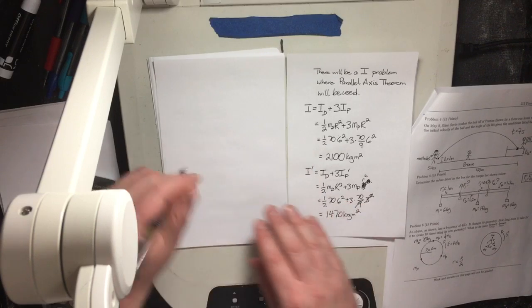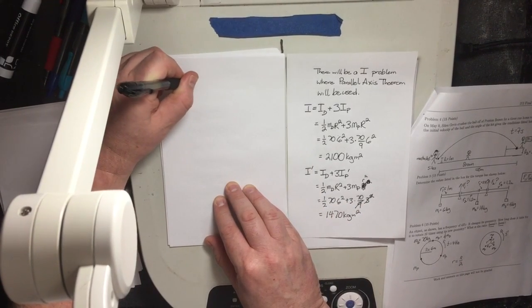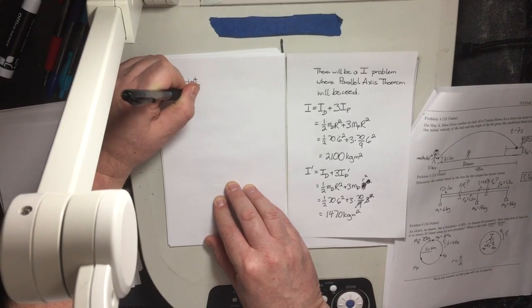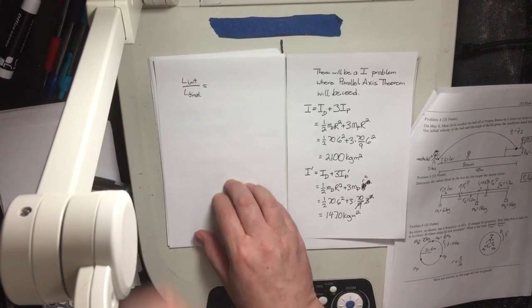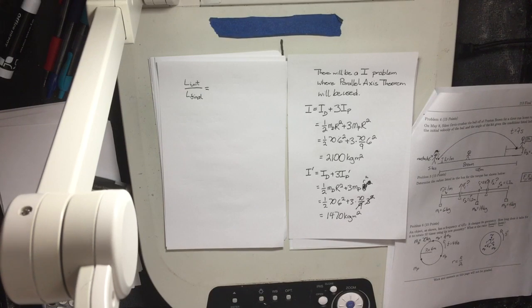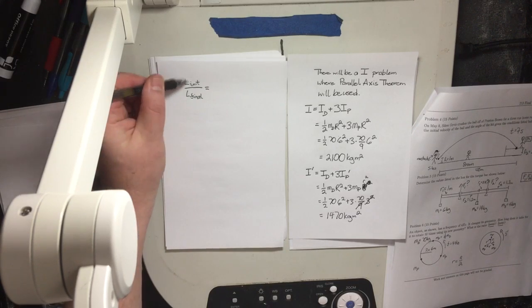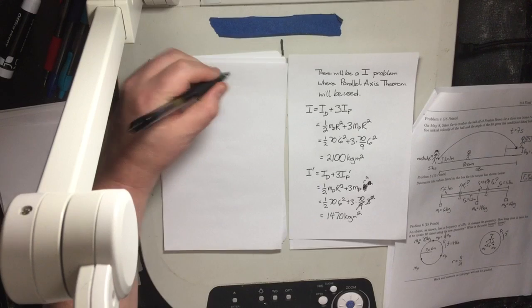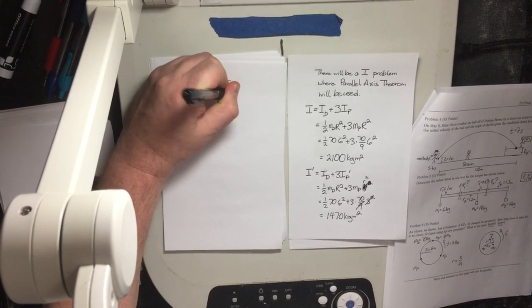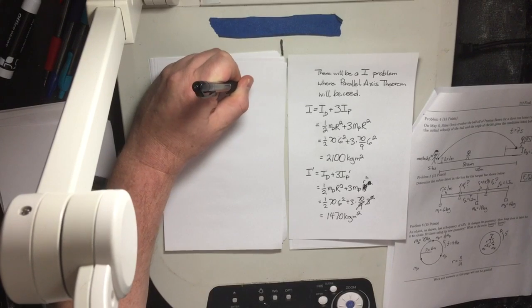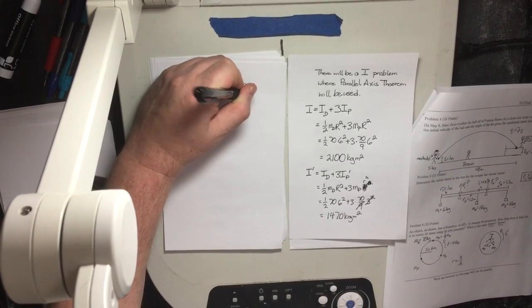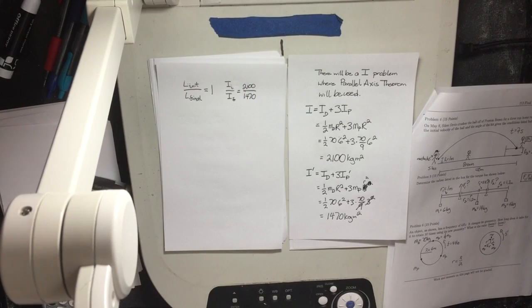Now, a couple of questions are asked. Give me L initial over L final. What should that number be? That's a trivial answer. Should be 1. Conservation of angular momentum demands that the angular momentum never changes. So those are the same, and it should be 1. I initial over I final, well, we've got the numbers, 2100 divided by 1470, and so you can calculate that out and get whatever you need.